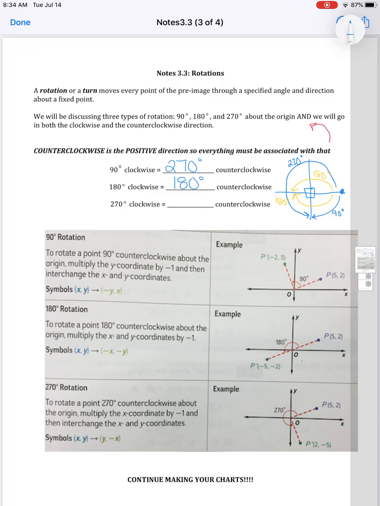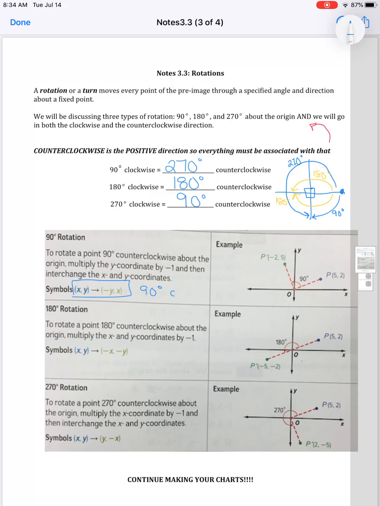The thing is, going this way, it's also 180. So the nice part about 180 is that it doesn't matter: clockwise or counterclockwise, you end up with the same spot. So 180 clockwise equals 180 counterclockwise. Now if we relate the first and the third, if 90 degrees clockwise was 270 counterclockwise, then 270 clockwise would be equal to 90 counterclockwise.